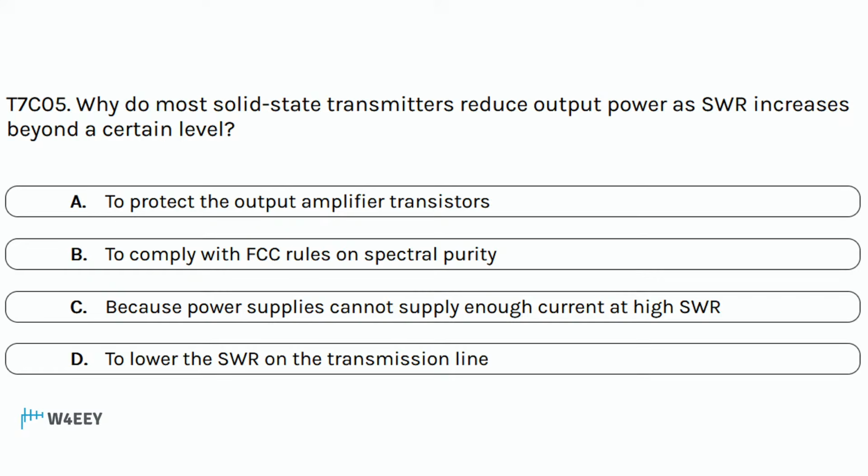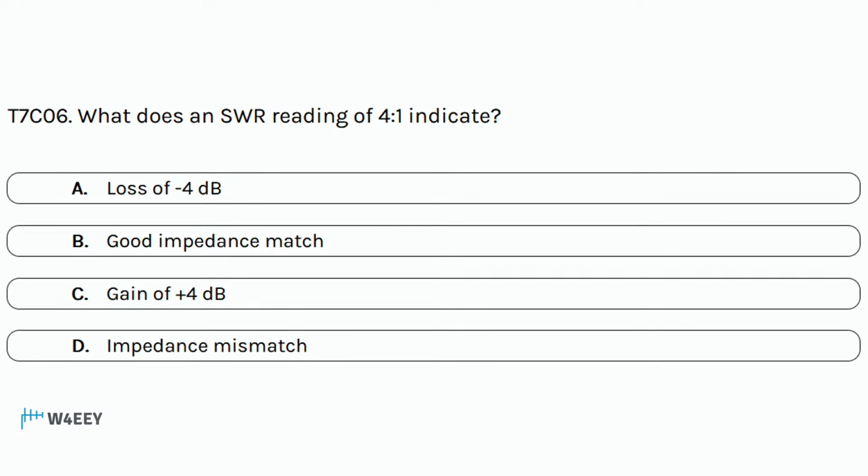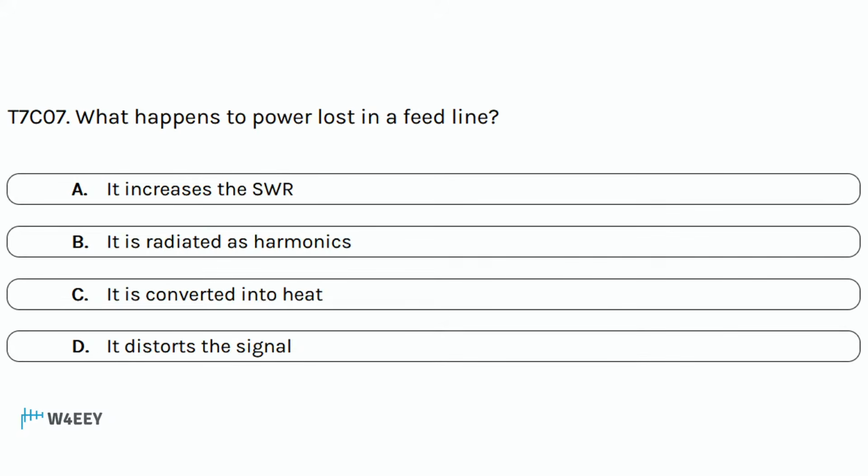Why do most solid-state transmitters reduce output power as SWR increases? Alpha. It's to protect its output amplifier transistors. And what does an SWR reading of 4-to-1 indicate in general? Delta. An impedance mismatch, a pretty good one. Or bad one. All right, what happens to power lost in a feed line? Charlie. It is converted into heat.